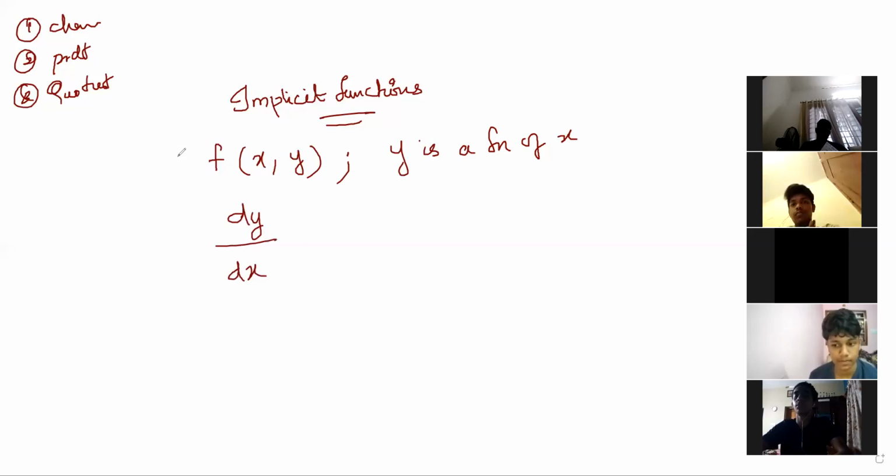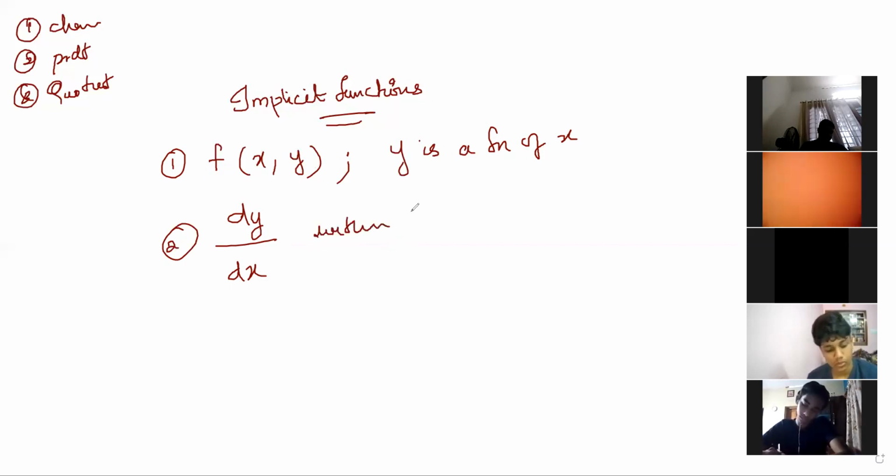Okay, so please write these two statements. If implicit function means it will be a function of x and y, where y itself is a function of x, then you have to do dy by dx within the function. Question okay. Don't get confused. I will explain that.